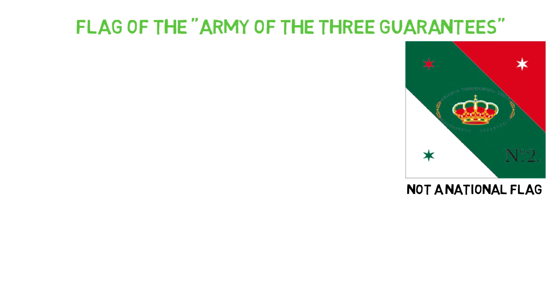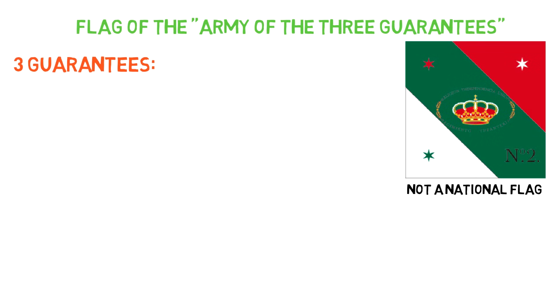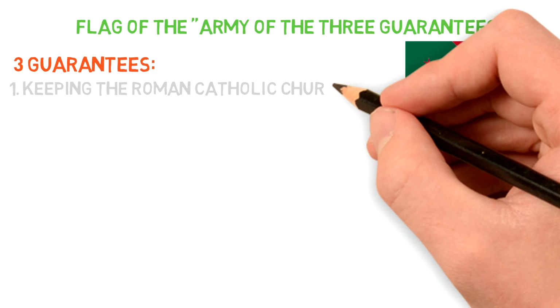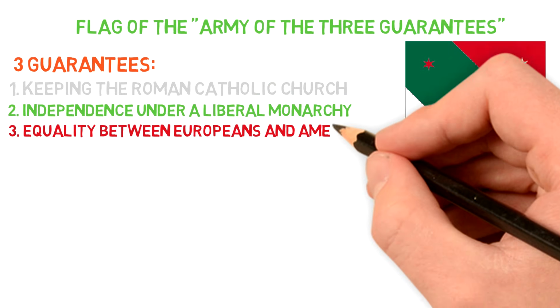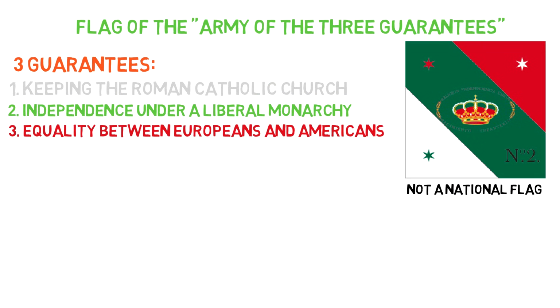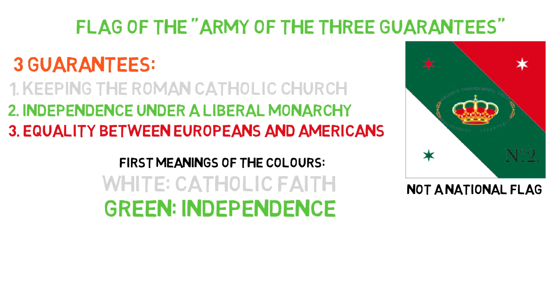The switch to the red, white, and green colors only happened next. This flag was not a national flag, but it could be seen as the origin of this color scheme. It is the flag of the Army of the Three Guarantees, which you could say was the first official Mexican army, very important to the fight against the Spanish and the consolidation of independence. The three guarantees were keeping the Roman Catholic Church, achieving independence under a liberal monarchy, and the equality between Europeans and Americans fighting alongside each other for Mexican independence. So the first meaning of the colors was the white, representing Catholic faith, the green, representing independence, and the red, representing the union between Europeans and Americans.